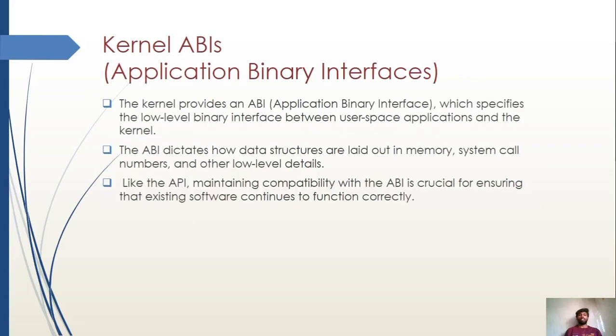So let's move on to kernel ABIs. ABI stands for Application Binary Interface. The kernel provides an ABI which specifies the low-level binary interface between the user space applications and the kernel. The ABI dictates how data structures are laid out in memory, system call numbers, and other low-level details. Like the API, maintaining compatibility with the ABI is crucial for ensuring that existing software continues to function correctly.